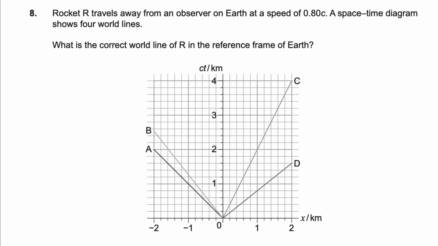Okay, here we go, another relativity question. We're looking at rocket R traveling away from an observer with a speed of 0.8 c. We've seen that speed before. And we've got 4 world lines. What's the correct world line?